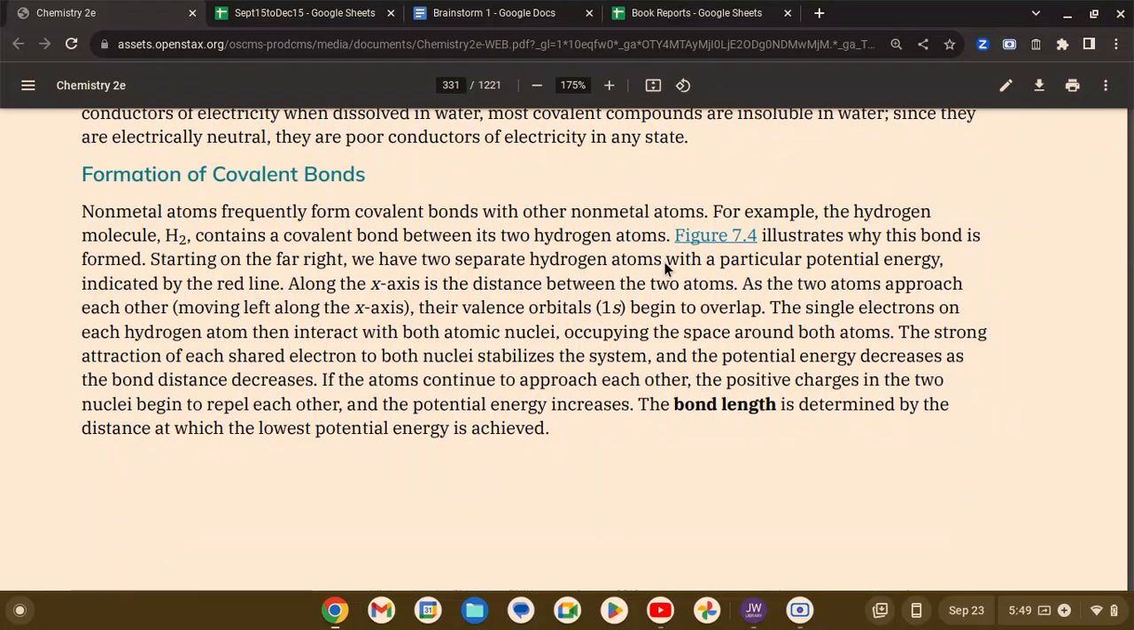Formation of covalent bonds. Nonmetal atoms frequently form covalent bonds with other nonmetal atoms. For example, the hydrogen molecule H2 contains a covalent bond between its two hydrogen atoms. Figure 7.4 illustrates why this bond is formed. Starting on the far right, we have two separate hydrogen atoms.